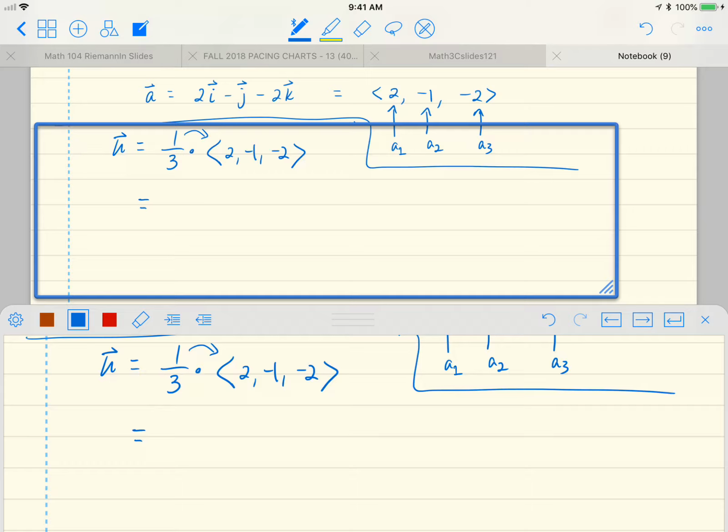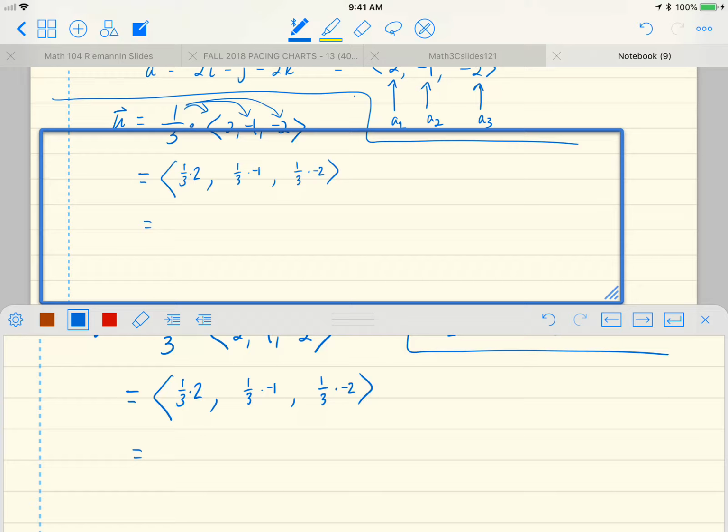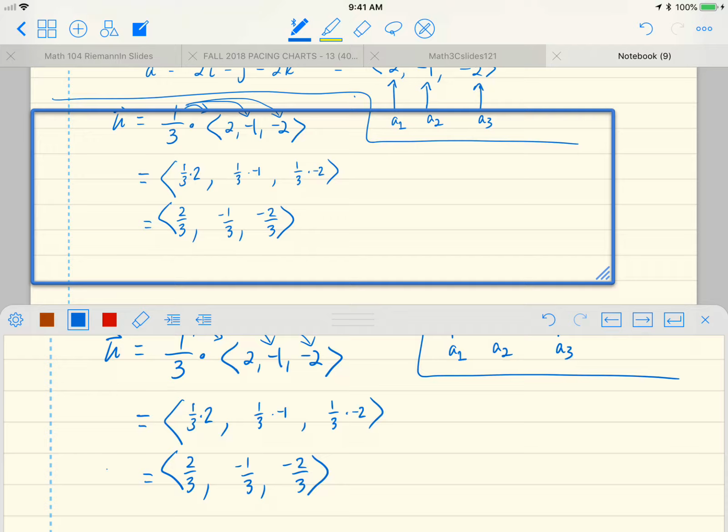So remember, in order to scale, I just need to multiply each of those components. So I'll have 1/3 times 2, comma 1/3 times negative 1, comma 1/3 times negative 2. Okay. So that means I'll have 2/3, negative 1/3, negative 2/3. So this is my final answer.